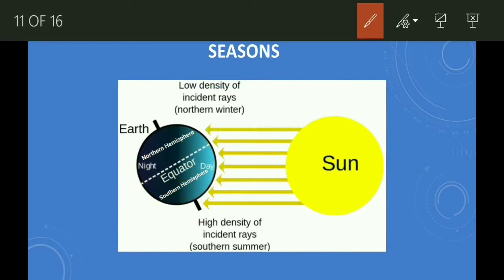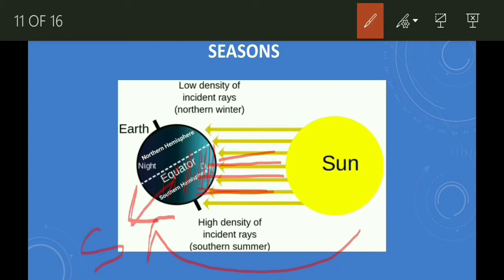Children, when the earth reaches here after revolution, the earth's position changes. At this point of time, the southern hemisphere faces the sun. It means it gets more intense rays of the sun. So it experiences summer. While the northern hemisphere experiences winter because it is tilted away from the sun.